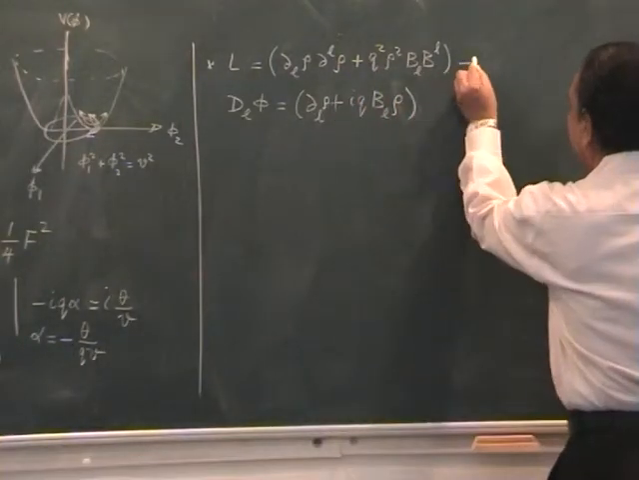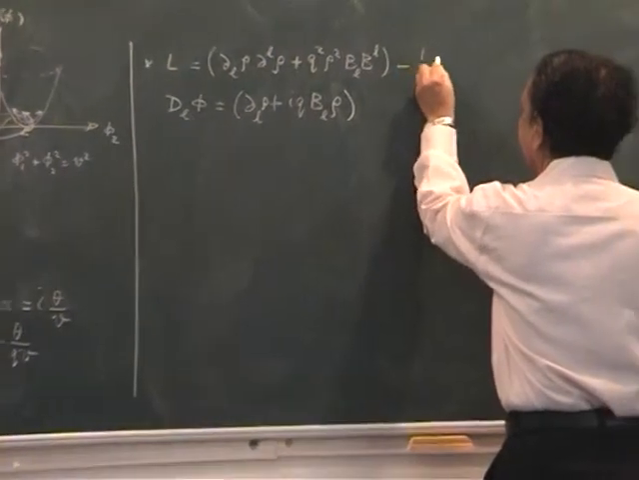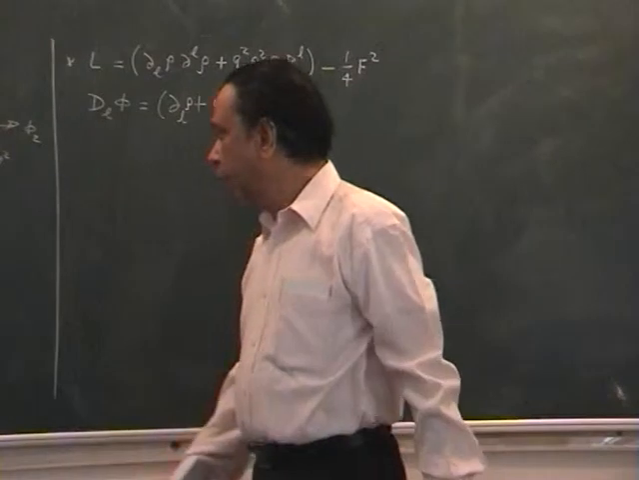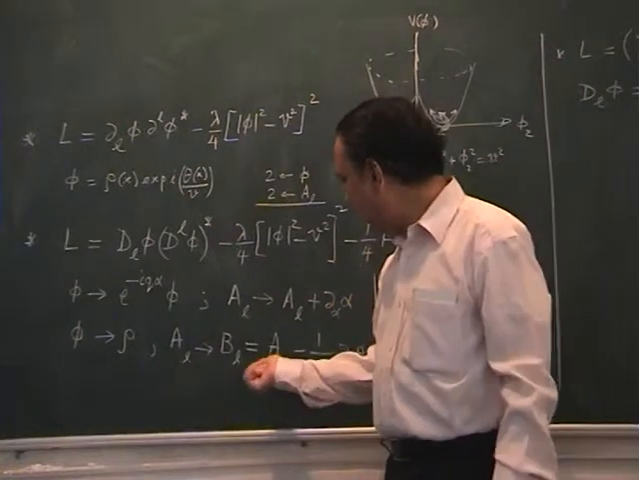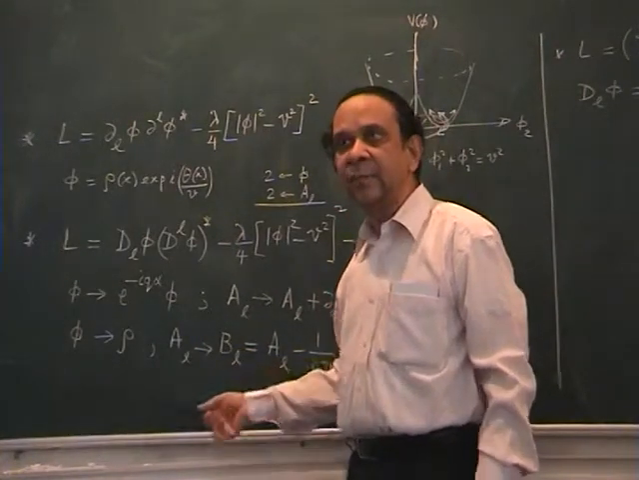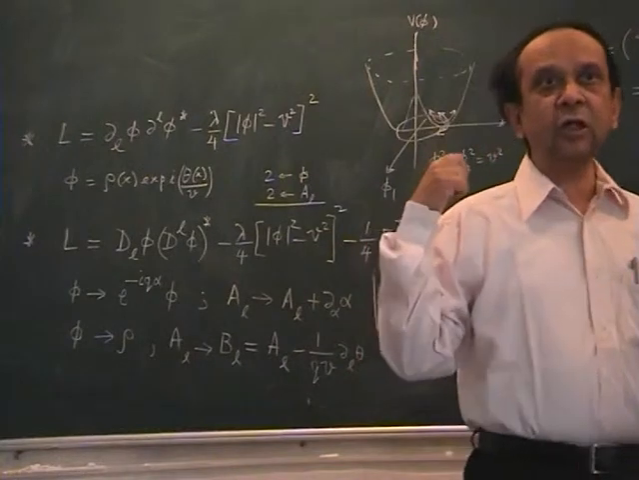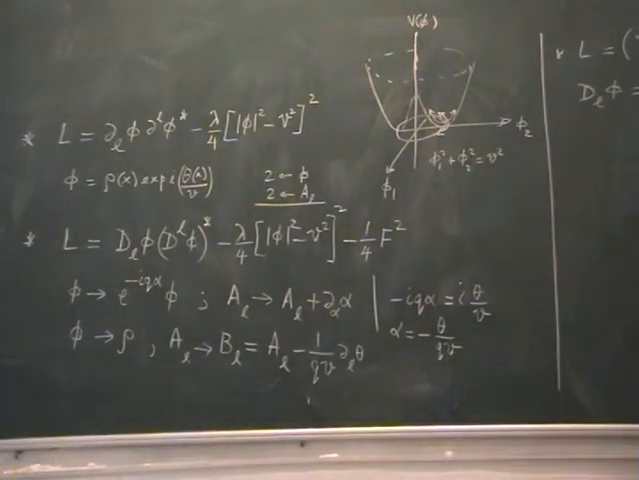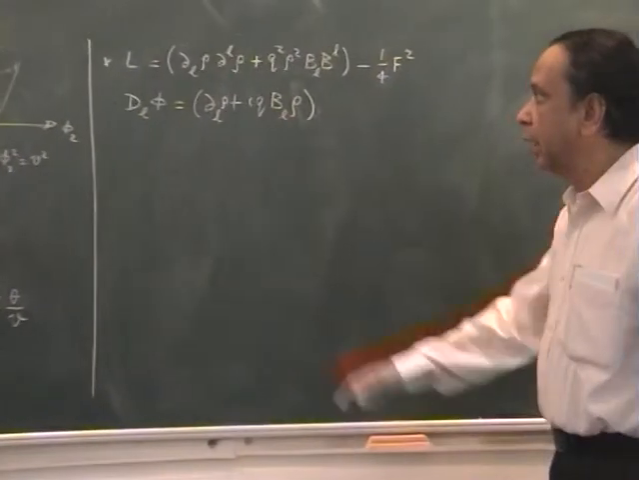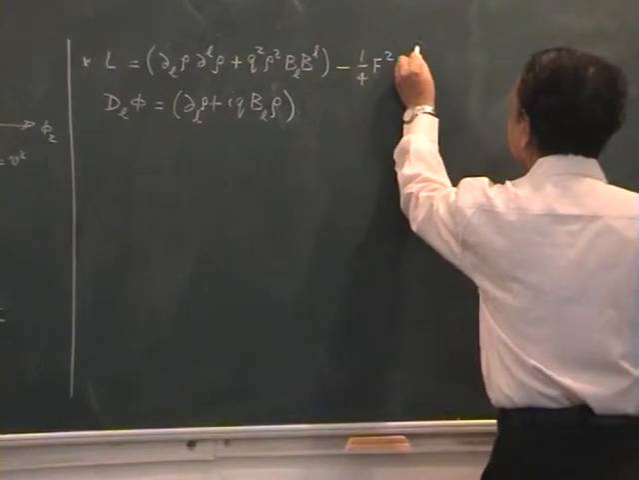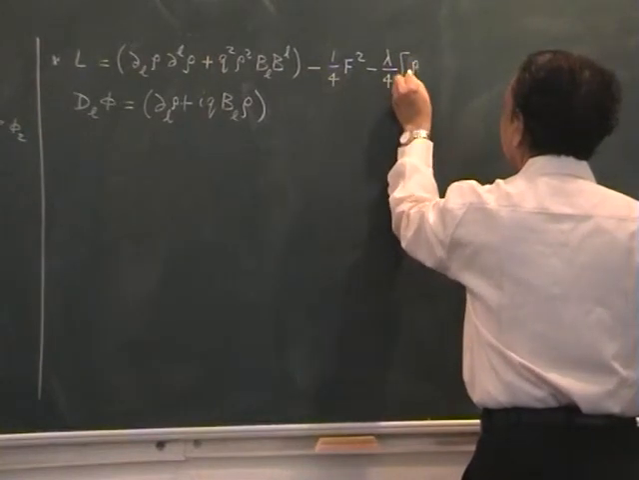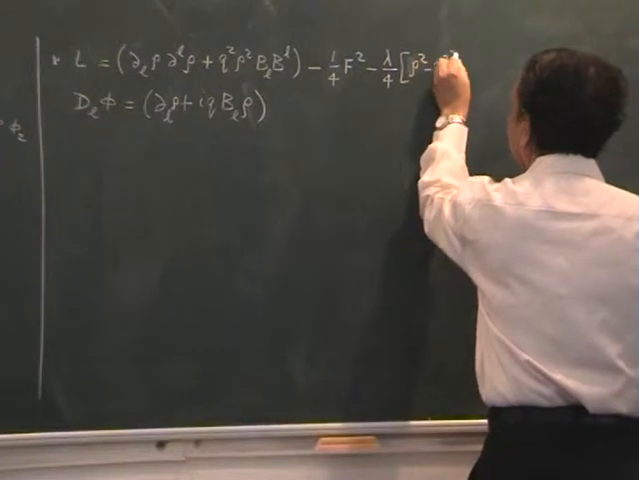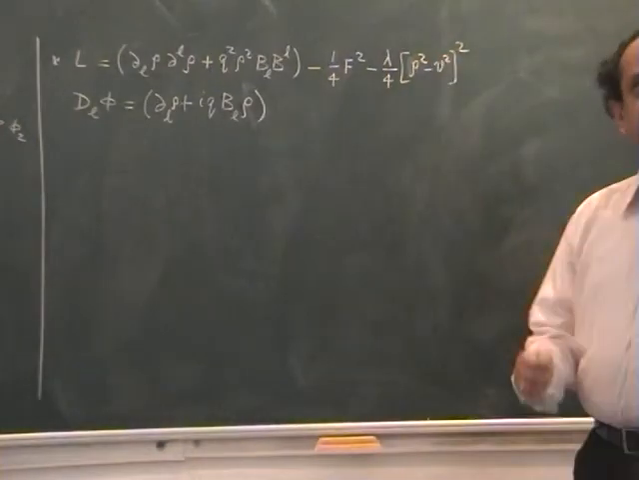Then you have minus 1 quarter F square, nothing changes there. Except that, because Fij is gauge invariant, whether I write it in terms of AL or whether I write it in terms of BL, it doesn't matter. So now I would have thought of F square as expressed entirely in terms of the B field. But it has the same algebraic structure. So this is this. Then you have the potential, which is just lambda by 4 mod phi square, which now becomes rho square minus v square. This is what we want.